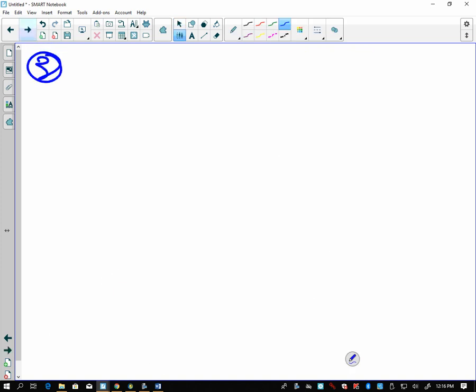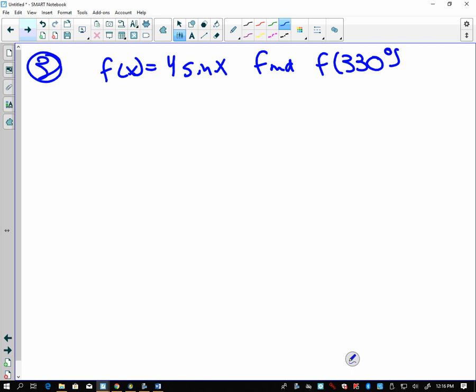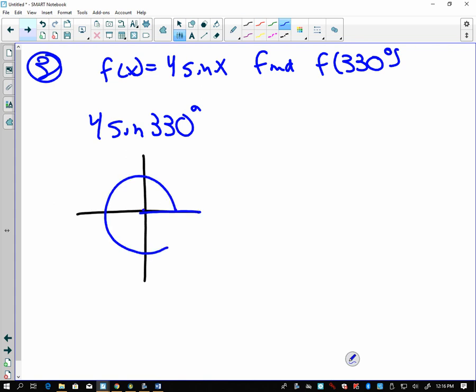Number 3. If f of x equals 4 sine x, we want to find f of 330 degrees. We don't want to use a calculator, that's fine. Basically, we're saying we want to find 4 sine 330 degrees. Well, that's made easier. If I graph that around, we know that this is our initial sine. We're going to go all the way around until we get to somewhere in here, where we're 30 degrees shy of 360.